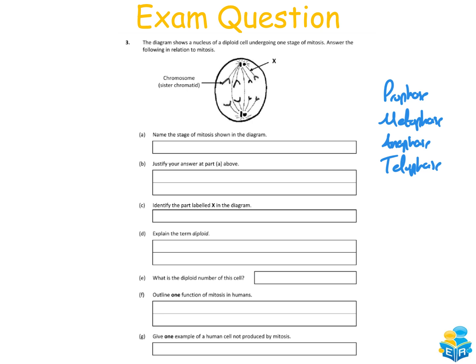We can individually see the chromosomes now. In metaphase, the nuclear membrane is broken down and they're lined up towards the center. And then in anaphase, they start to pull from one side of the cell to the other. And that's exactly what we can see here. So this is anaphase. Now it says justify your answer at part A above. How do we know that this is actually anaphase? A couple of different answers you could say here. You could say the spindle is contracting and pulling chromosomes to one end of the cell.